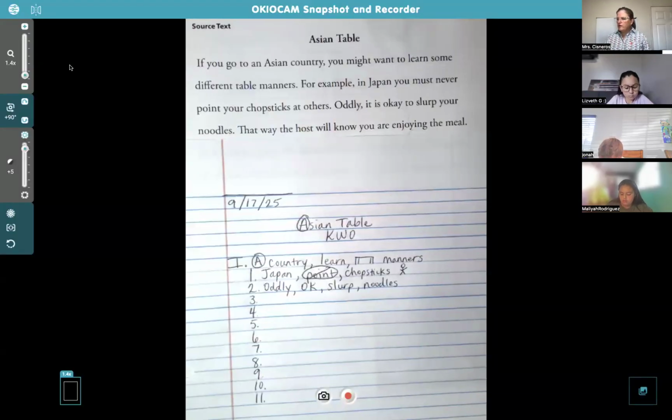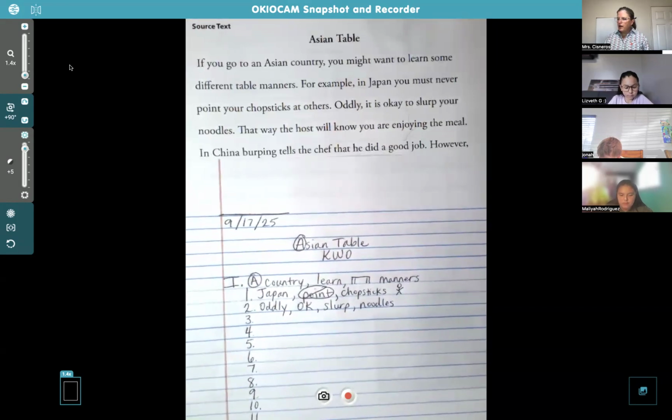And then when you're ready, Lizzie, go ahead and do the next one. The next one starts with that way, the host, that sentence. That way the host will know you are enjoying the meal. We can put host, yeah, and then for know, we can put a little light bulb, maybe. Yeah. Okay. Let's think about it. And then enjoying, and then meal. Yeah. Okay. Light bulb kind of makes me think of idea.